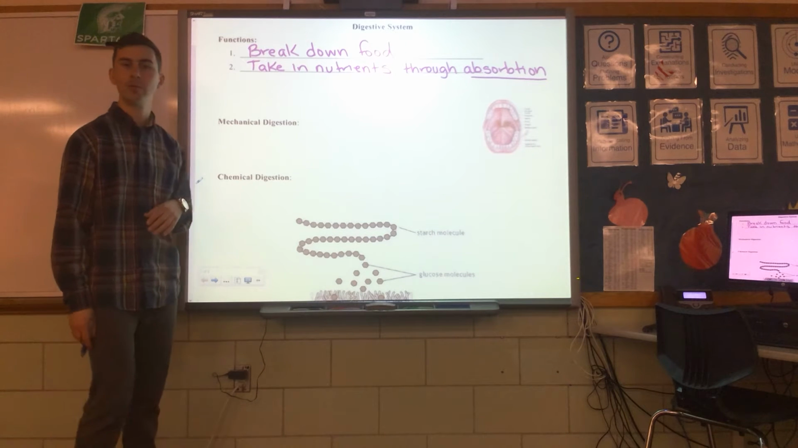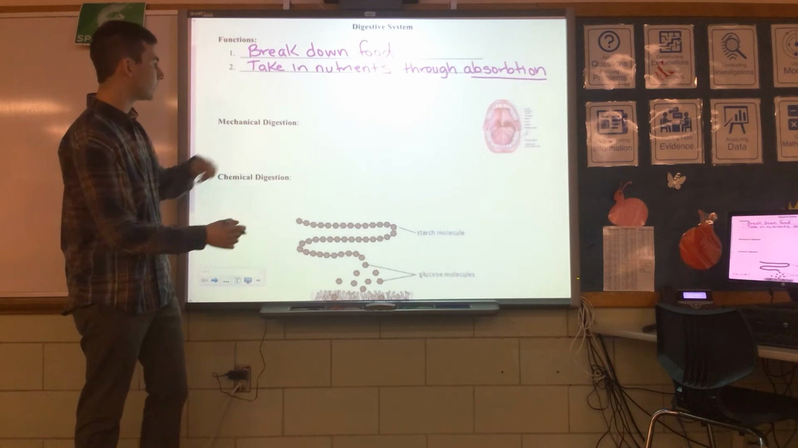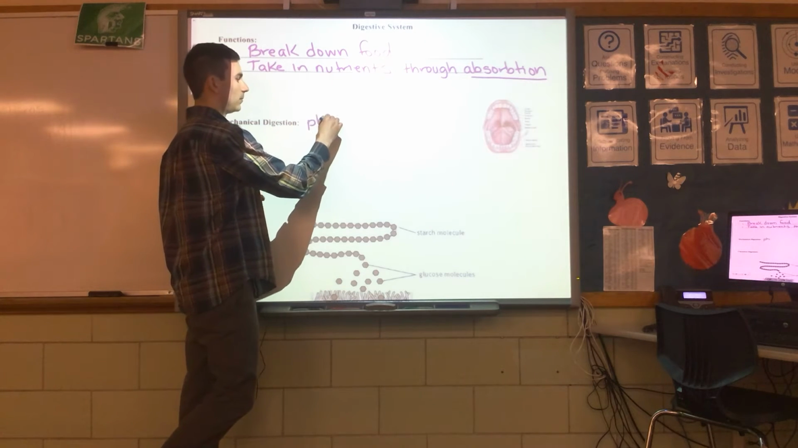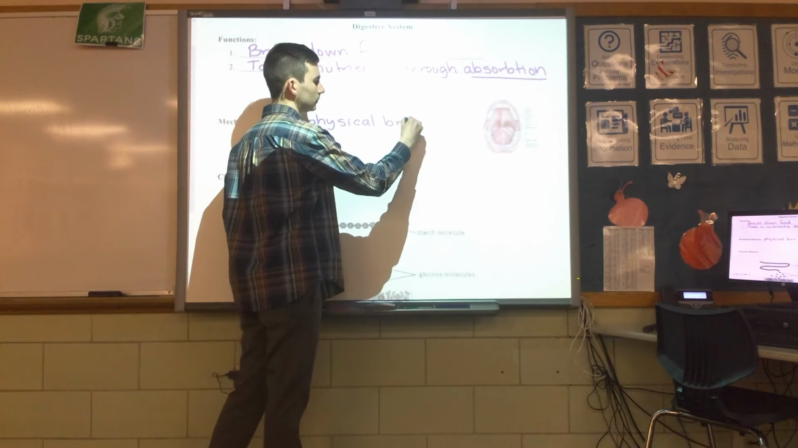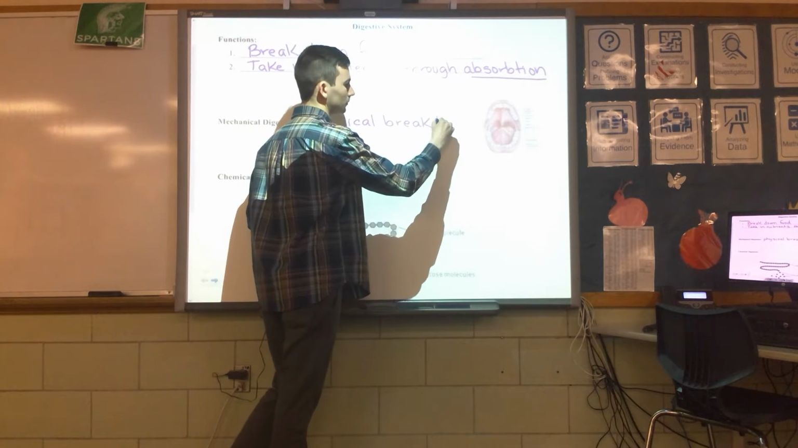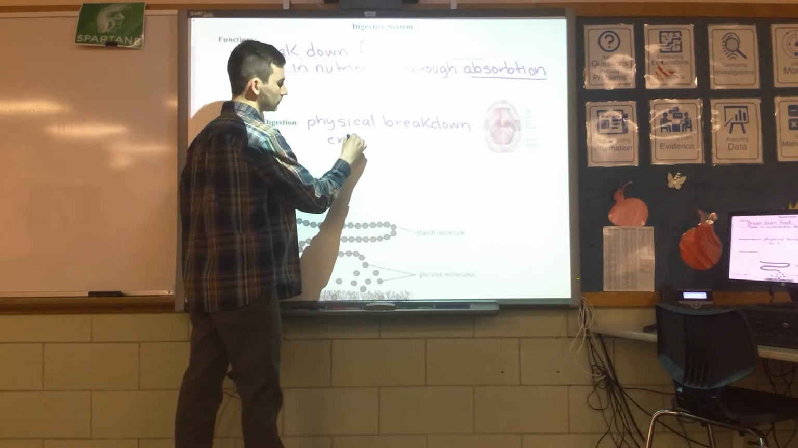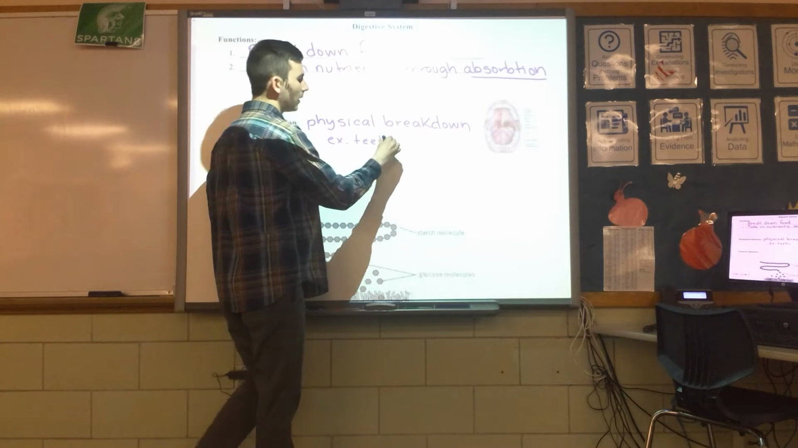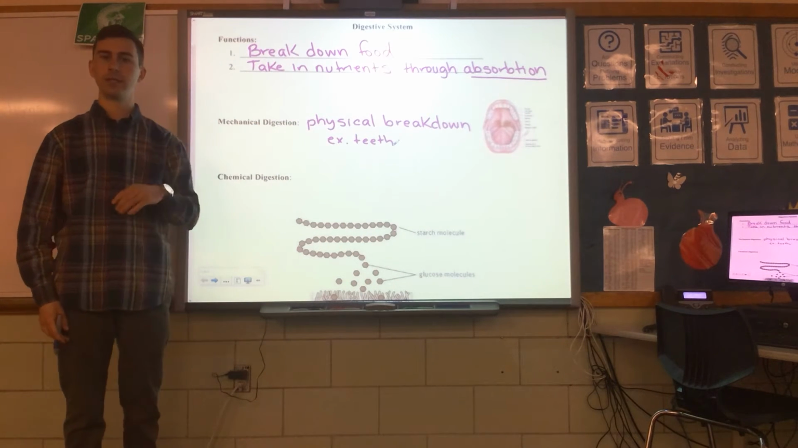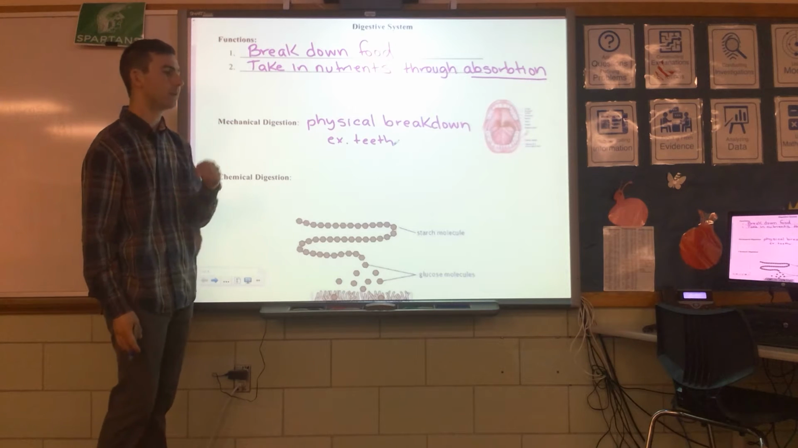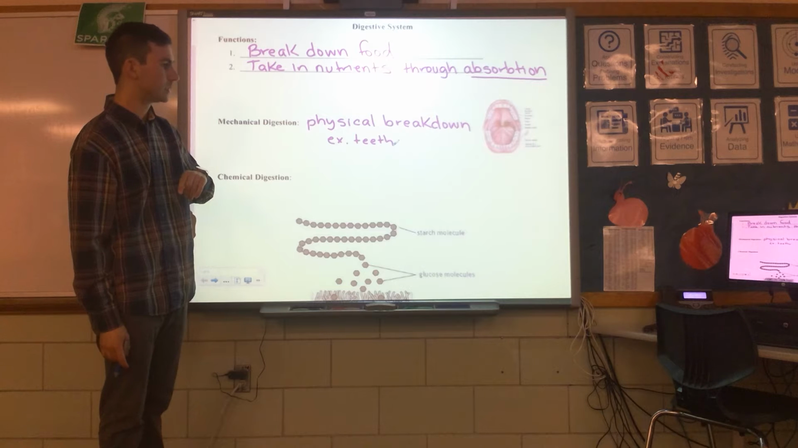There are two ways that we break down food: mechanical digestion and chemical digestion. Mechanical digestion is the physical breakdown of food. One example of physical or mechanical digestion is the use of your teeth. Okay, so you put that cheeseburger in your mouth.